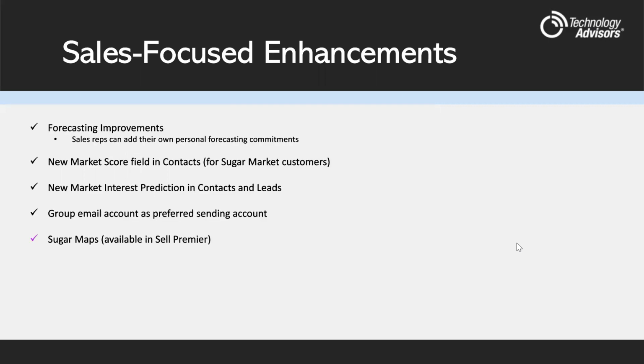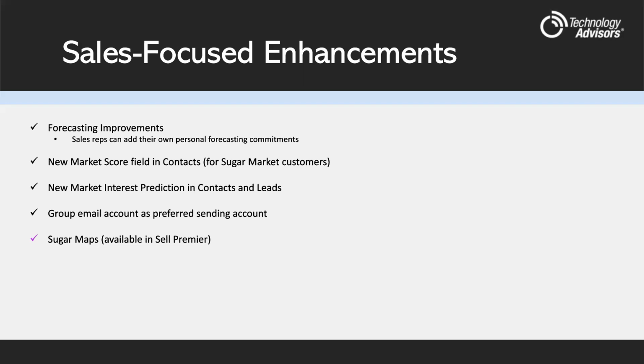So some of the sales-focused enhancements, there are a number of them, but the featured ones are some forecasting improvements where sales reps can add their own personal forecasting commitments and send them to the managers. A couple of new fields for Sugar Market customers, which are the market score field and market interest prediction fields in contacts and leads.